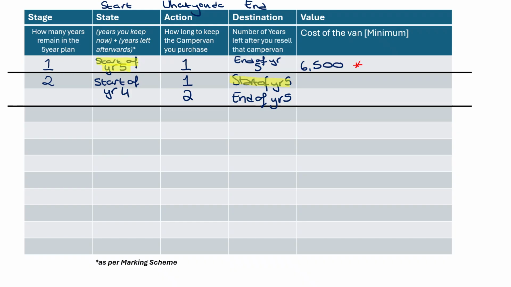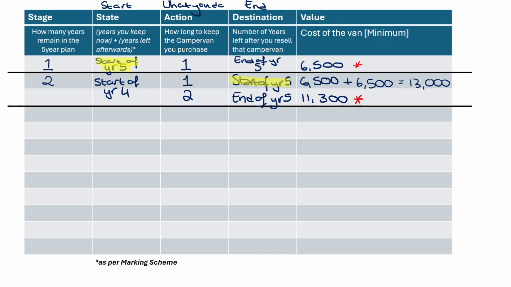So I know, okay, if I buy a van and keep it for 1 year, it's going to cost me 6,500. Plus, I also have another year left, so I have another 6,500, which is going to give me 13,000 total to do here. I then have another option, which is keep it for 2 years. We've already done that calculation, and that's 11,300. Now I can see that I have one state. There are 2 options. I need my optimal value. 11,300 is optimal for that.